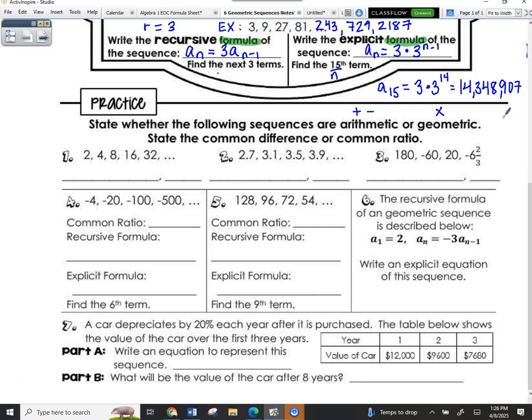Oh, you don't have to, I'm sorry. You can erase that. You're not writing the formula, you're just telling me which one it is, okay? You're just telling me which one it is, arithmetic or geometric. Good. Double check that. You're off, just a little. Double check it.